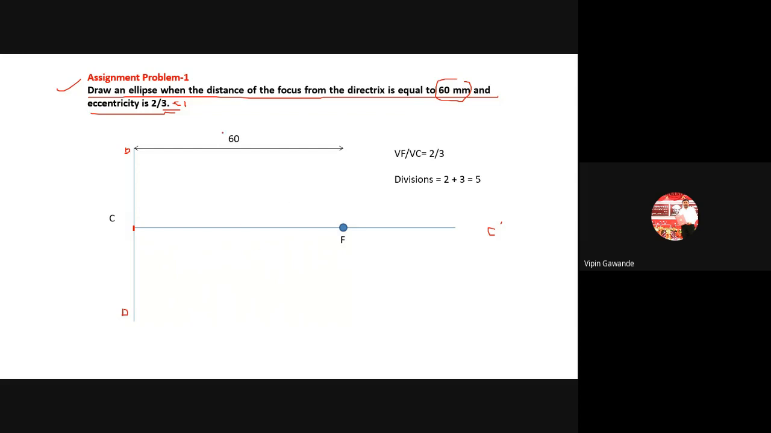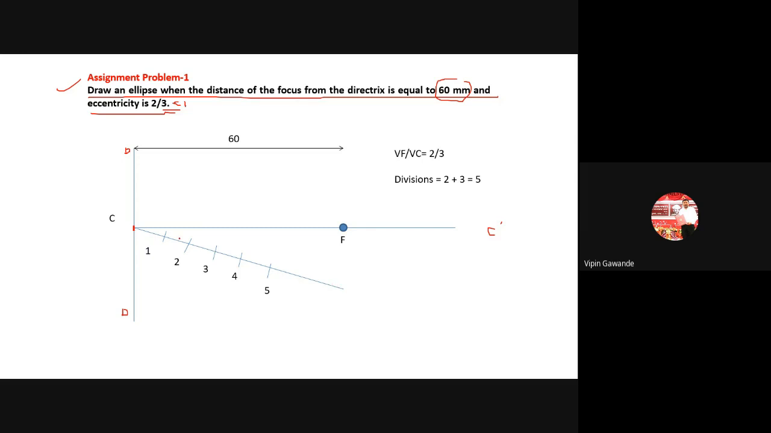Now how will we divide this 60 into 5 divisions? So each division is of 12 mm. You can take 12 mm distance using the compass or the scale. Okay, 12 पंचे 60. So you will get 5 divisions. Otherwise, use here the line division method.